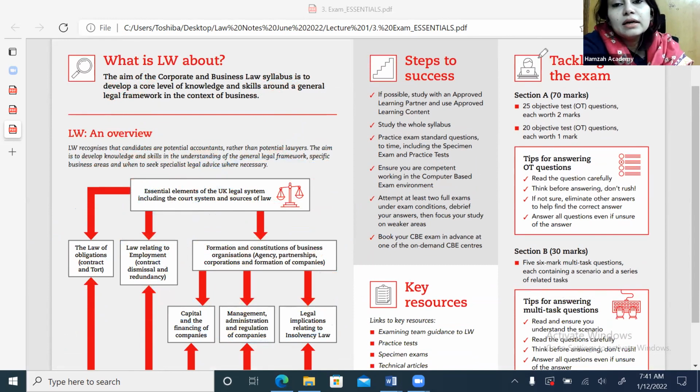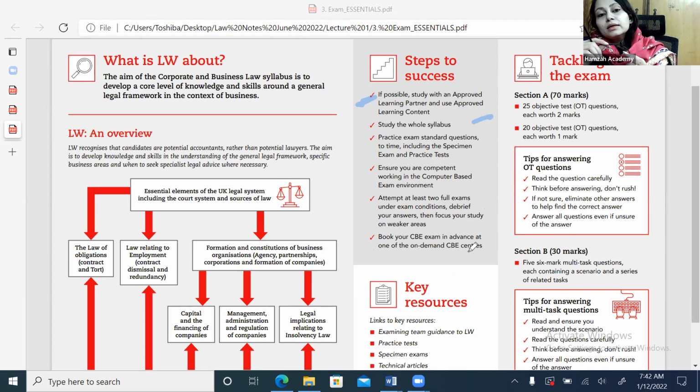The next is steps to success, right? First, if possible, study with an approved learning partner and use approved learning content. Study the whole syllabus, practice exam, ensure you are competent working in a computer-based exam environment, right? Then attempt at least 2 full exams under exam conditions and debrief your answers, then focus your study on weaker areas. Book your CB exam in advance at one of the on-demand CB centers, right?